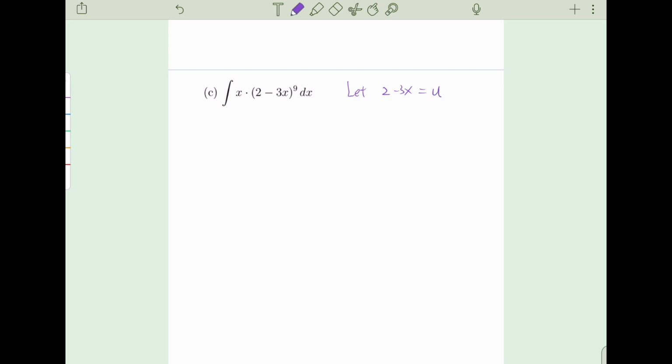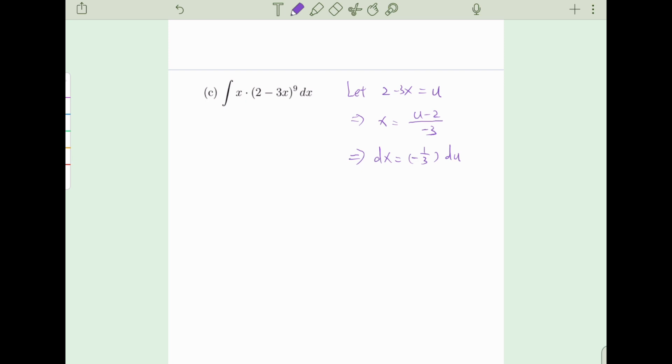Okay? And now we're going to turn this into u to the 9, and at the same time I need to express the x in terms of u. So solving for x, we have x equal to u minus 2, u minus 2 divided by negative 3, right? And also we need to deal with the dx, right? And so take the derivative. dx is going to be negative 1 over 3 du. Right.